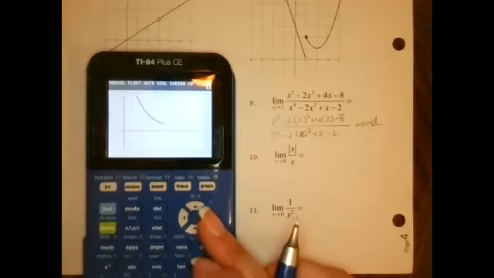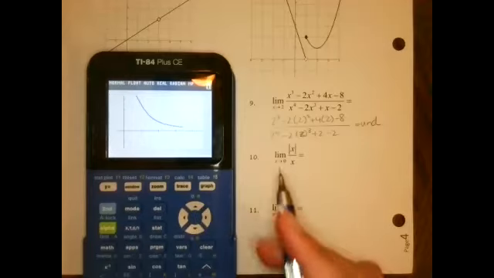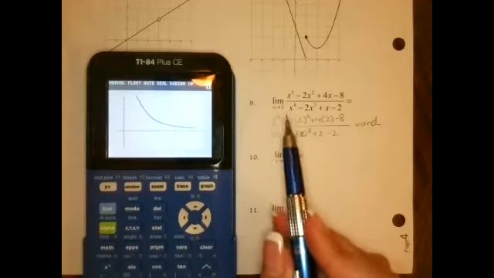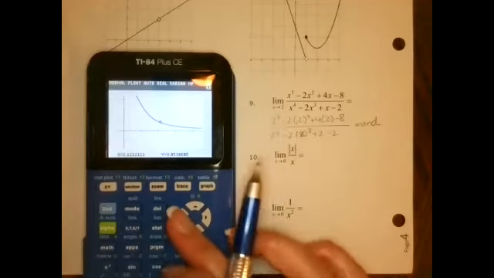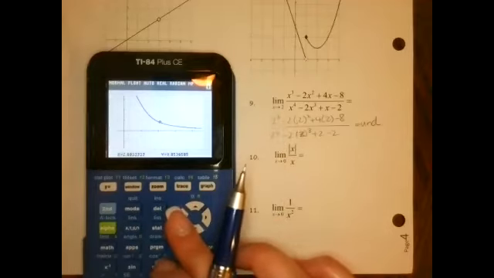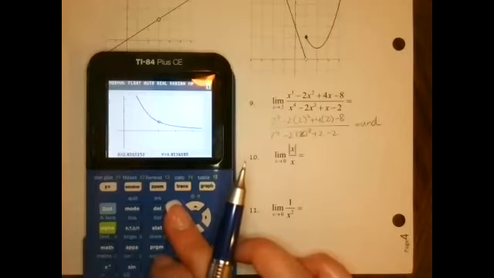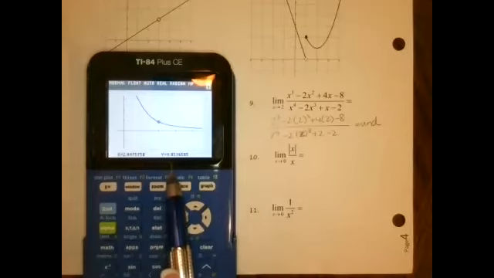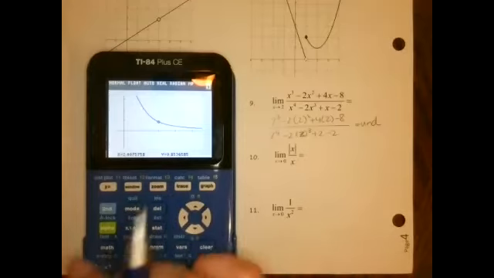Again, we want to move that cursor closer and closer to 2 because we care about what it is approaching at that point. And so right here, I can get closer to that 2. And that gives us 0.85 right there. I can continue to get even closer by hitting zoom in and zooming closer and closer.